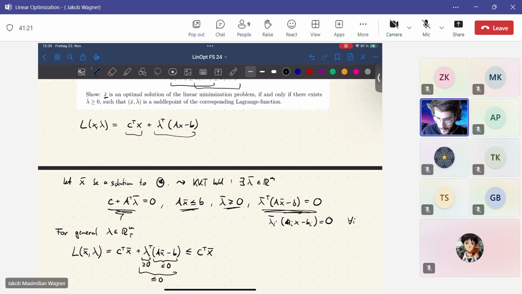But we also see that because we have this compatibility condition that this inner product is equal to 0, we can just add it again to the value that we have. So we know this is the same as C transpose X bar plus lambda bar transpose (AX bar minus B). And this then is the Lagrangian at X bar and lambda bar. So we have shown one of the inequality constraints. Again, we have used here that this is equal to 0.